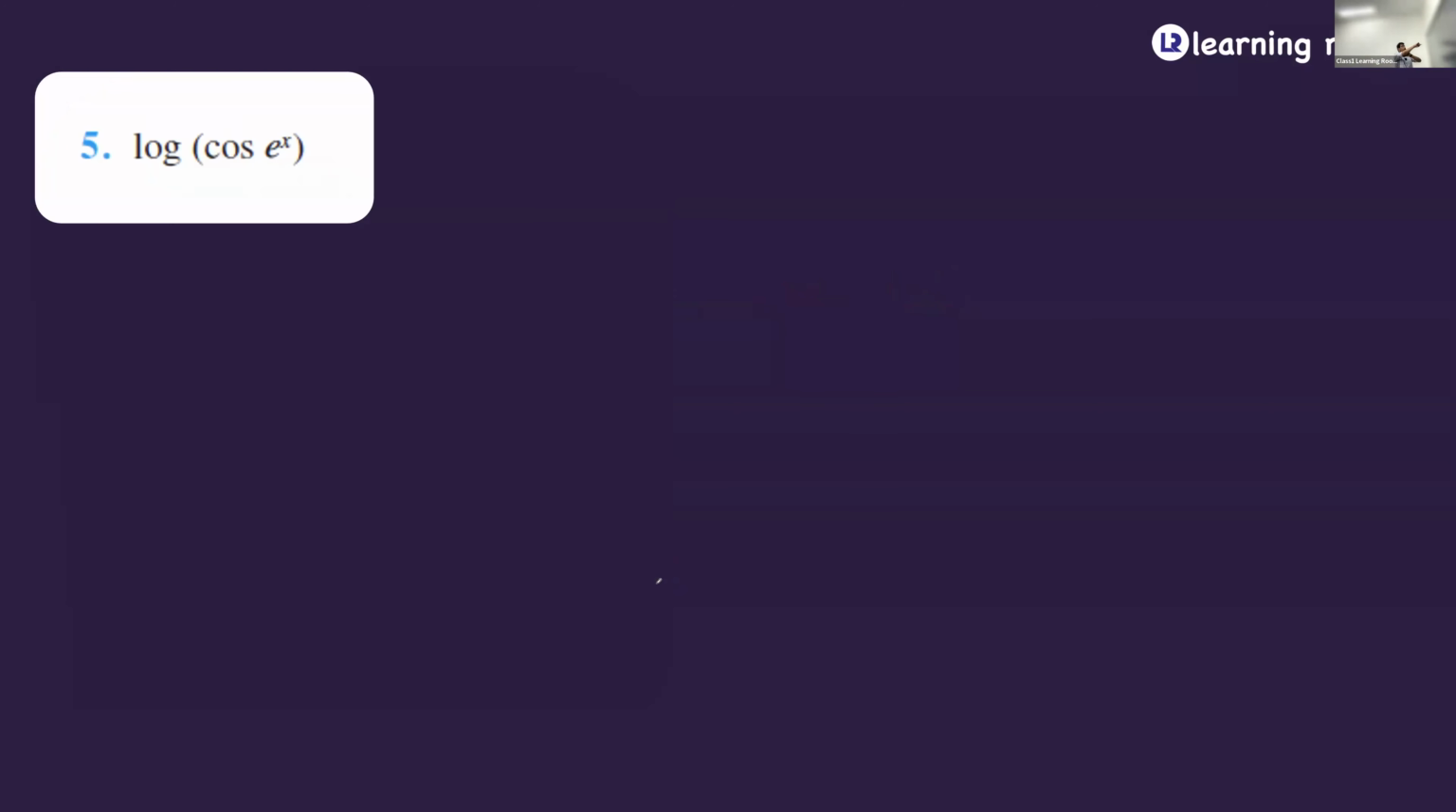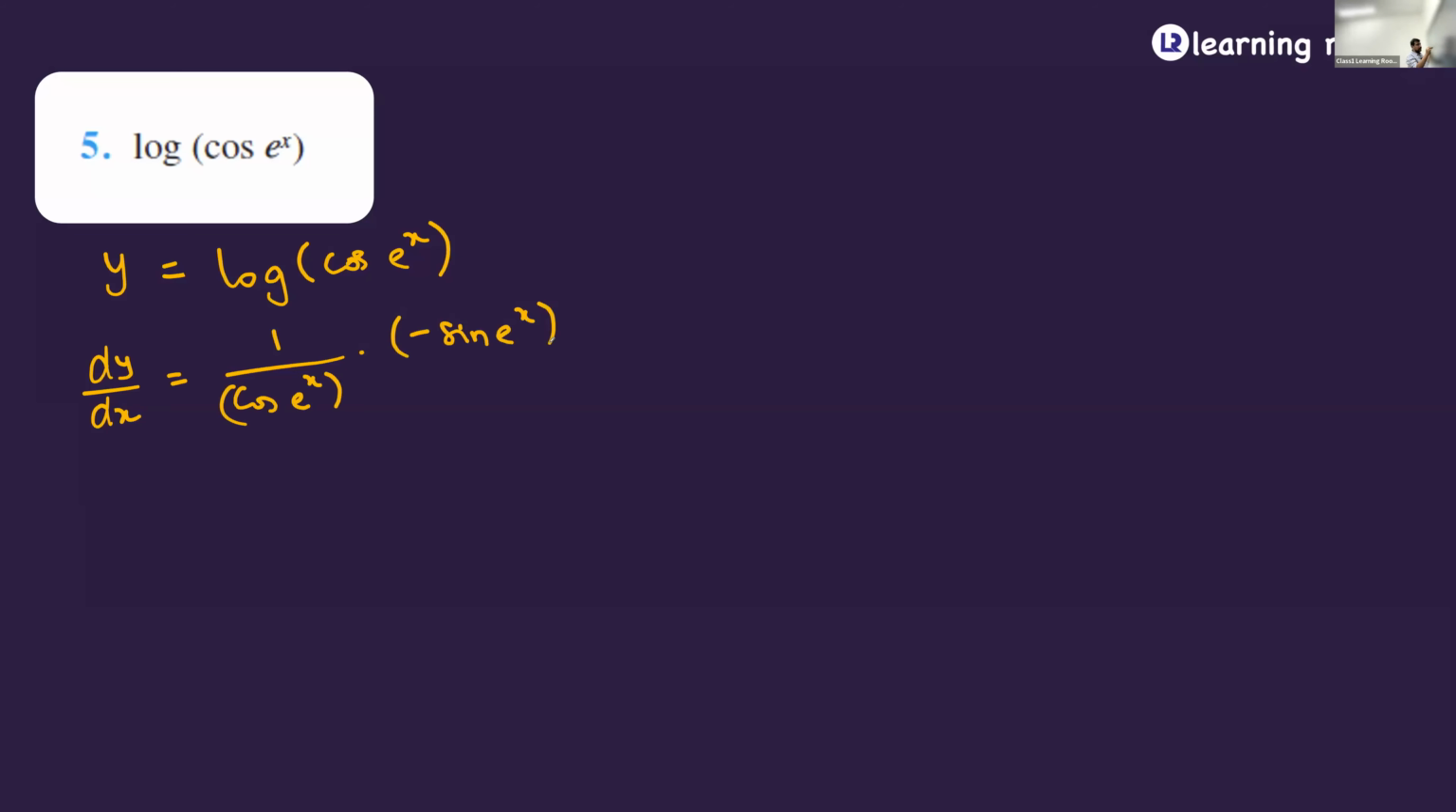So for this one, what is the answer? y is equal to log of cos of e power x. So how many times are we supposed to differentiate? 3. So dy by dx will be equal to derivative of log, 1 by cos of e power x, into derivative of cos, minus sin e power x, into derivative of e power x, e power x. We'll stop with this, right? So this is going to be minus e power x into sin of e power x divided by cos of e power x. This will be the required answer.